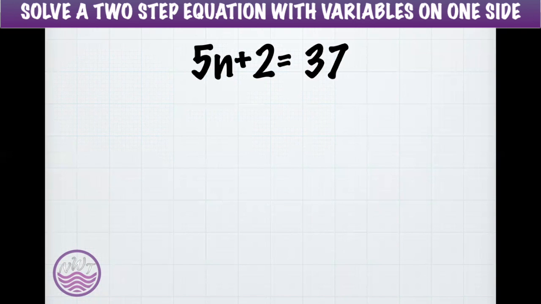So example 2 is 5n plus 2 equals 37. Just like I said at the beginning, the variable is not always going to be x or y. n is a possibility, r is a possibility. You're going to see any letter can be a variable. So again, in this situation, I know that I have to leave the variable to the last step. So I'm going to subtract that 2 from both sides because I cannot do anything with the 5 yet.